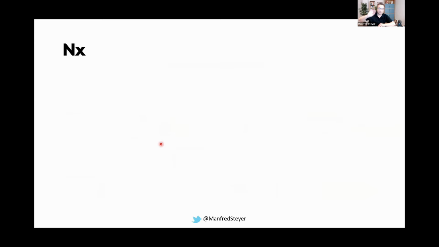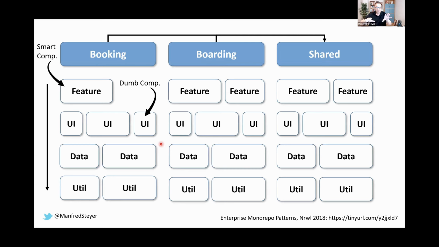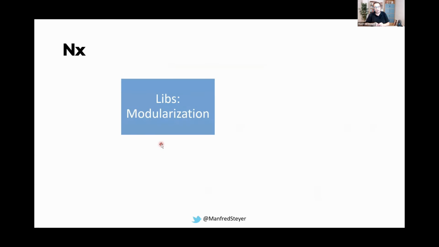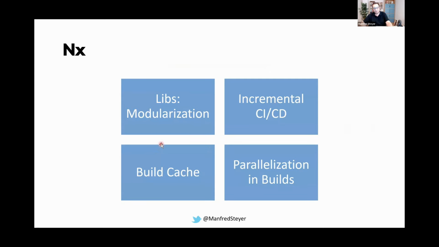So for implementing something like this, I like to go with NX. Perhaps you know NX, it comes with a lot of features for stuff like this. We can have libraries for modularization. That means each and every cell in our matrix becomes a library of its own, and then we can define which library is allowed to access which further libraries. We have incremental CI/CD that speeds up everything tremendously. We have a build cache, and we have builds that work in parallel in the cloud. So all of this is about build performance.